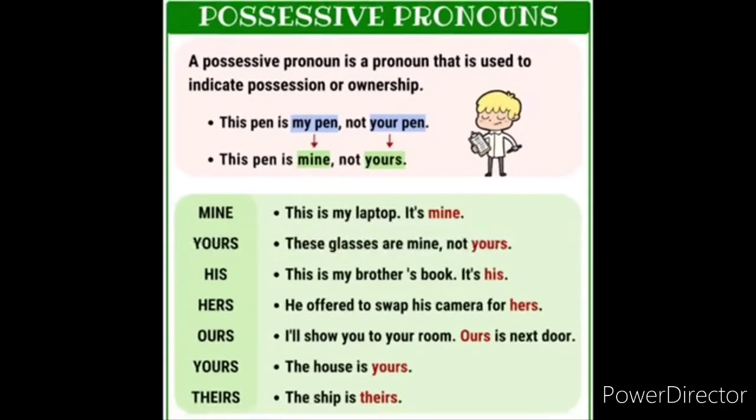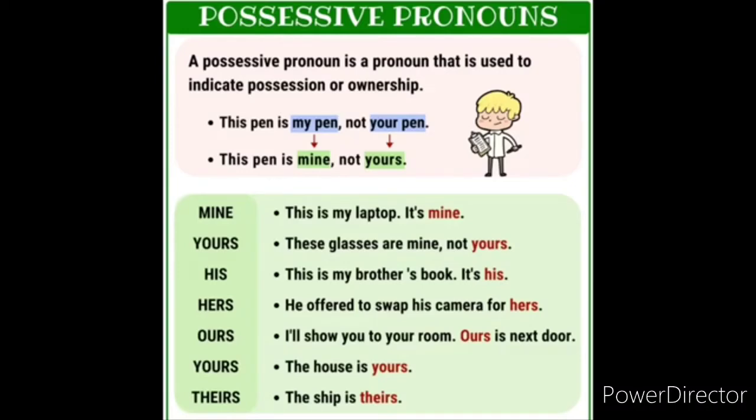In the picture, children, as I told you, a possessive pronoun is a pronoun that is used to indicate a possession or ownership. And one more example here, this pen is my pen, not your pen. It is a normal sentence. When you use possessive pronoun, see how it changes now? This pen is mine, not yours. So these words, mine and yours, show the ownership and possession of the object pen, whom it belonged to.